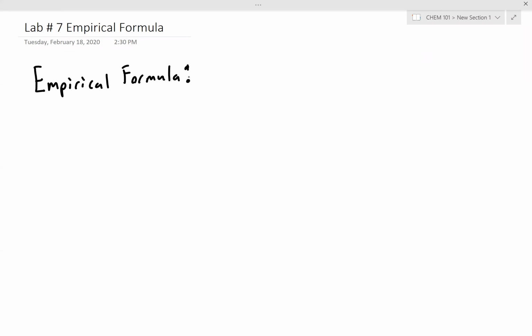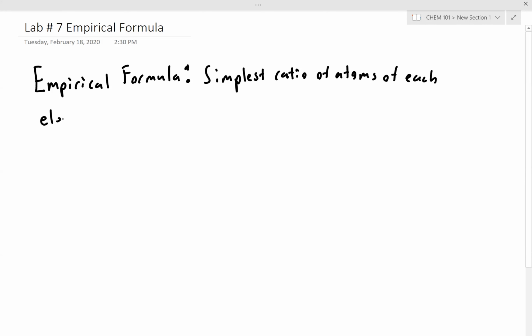So the empirical formula is the simplest ratio of atoms of each element in a compound.